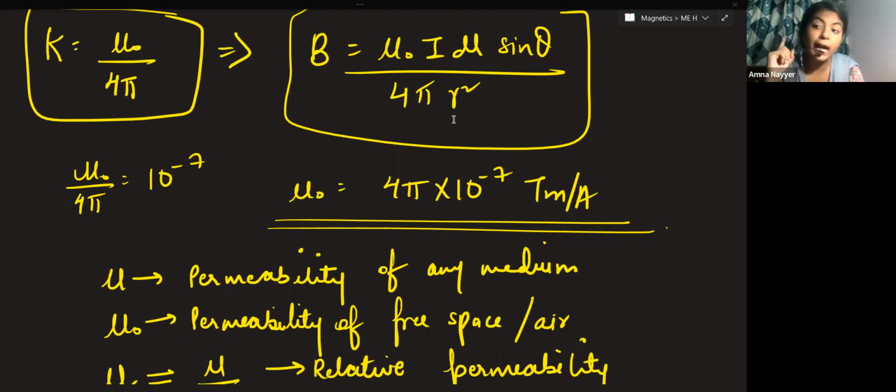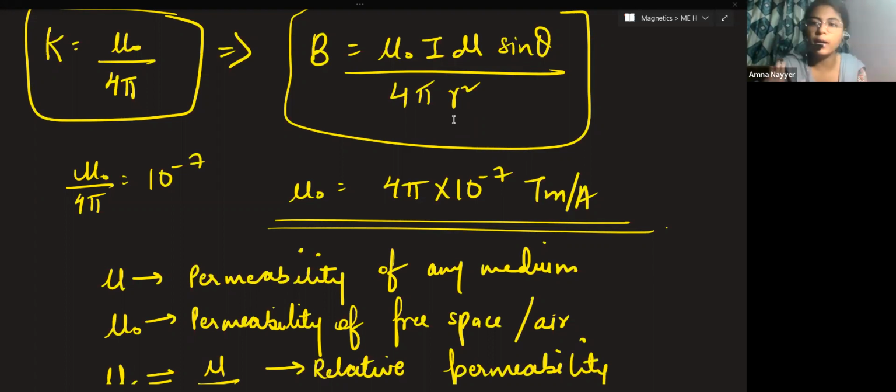Then sine theta, the angle made between the position vector, that is the separation of the point of calculation of the magnetic field from the wire, and the current element. And r square is the separation, the position vector we call it. So B is equal to mu naught I dl sine theta divided by 4 pi r square.